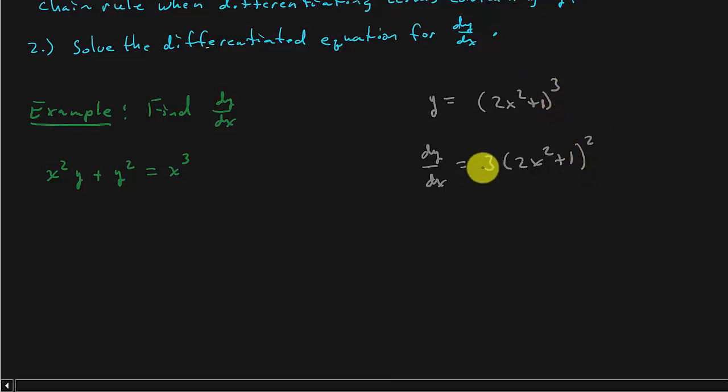So remember, the 3 comes down, subtract 1 from the exponent, and then it's times the derivative of what's in the parentheses here. So that's times the 4x. Okay, that's the chain rule.